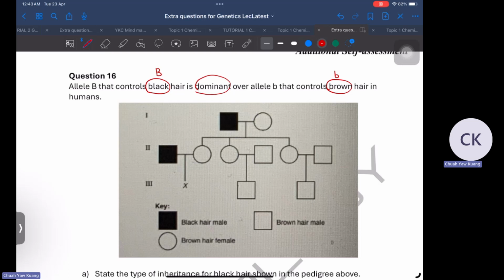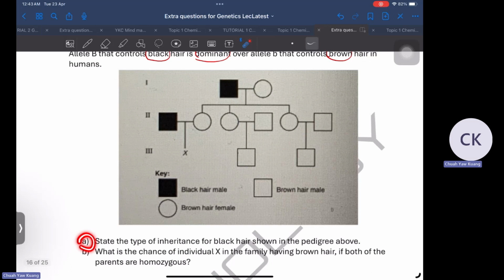So we already know that this is the dominant trait. The black hair, as shaded here, means affected, so it is a dominant trait. Question A here asks us to state the type of inheritance for the black hair.